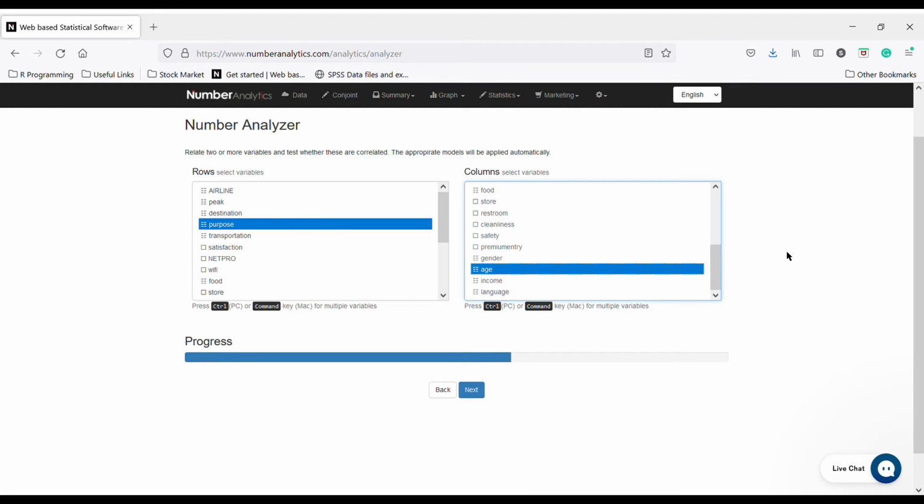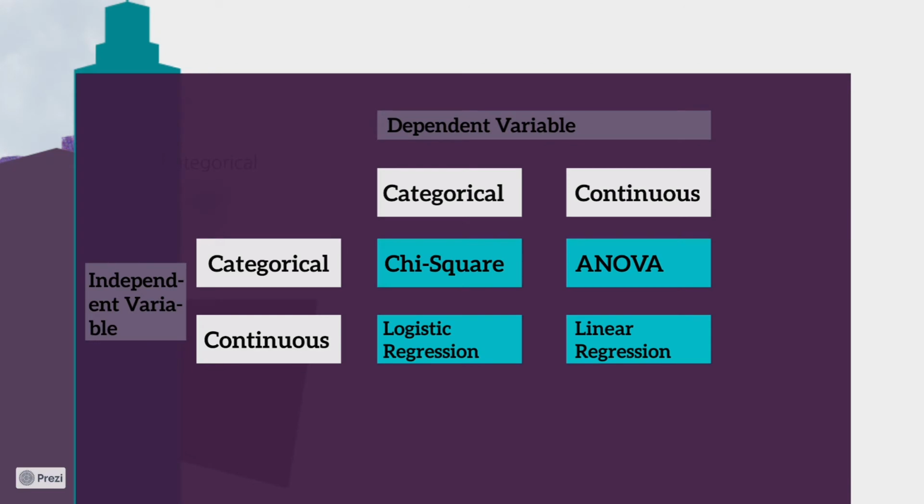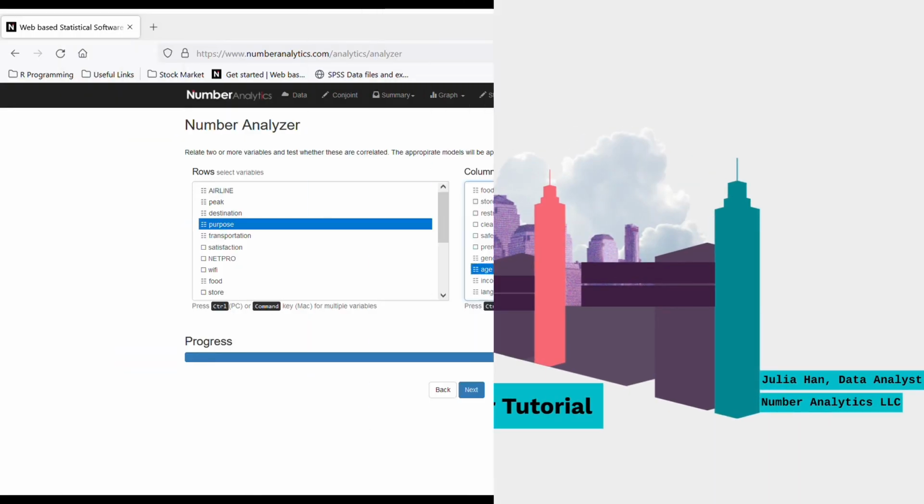If you're interested in doing this in traditional statistical software, you really have to understand the structure of the data to choose your appropriate statistical test. So you have to know that purpose is categorical and age is also a categorical variable. So you need to know that this is the combination of two categorical variables. Therefore, you have to do a chi-square test. That's just a test that you have to know or look up in a book or ask somebody.